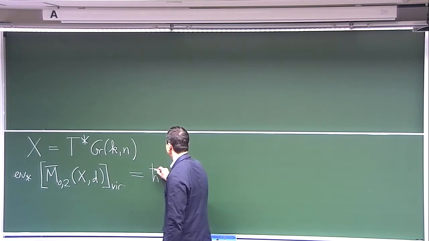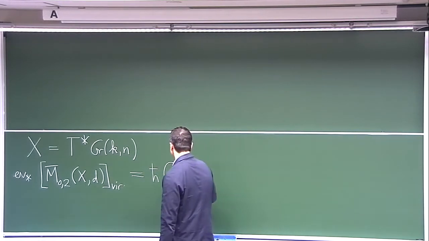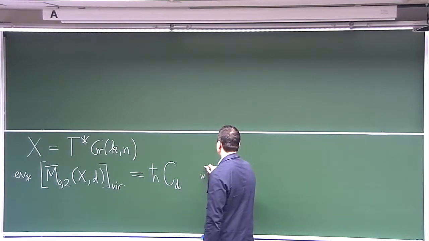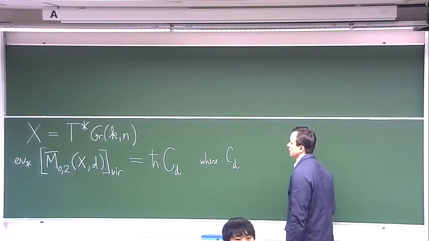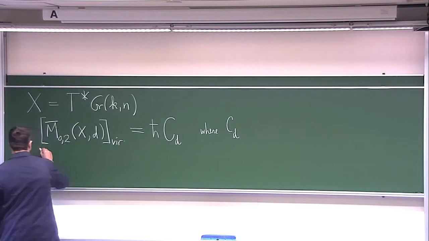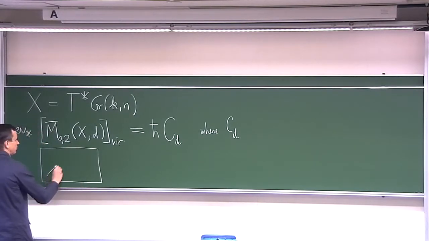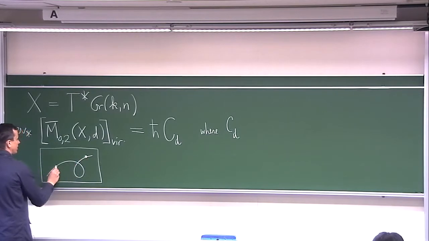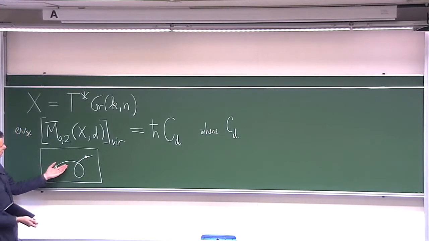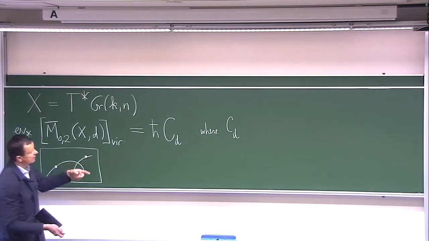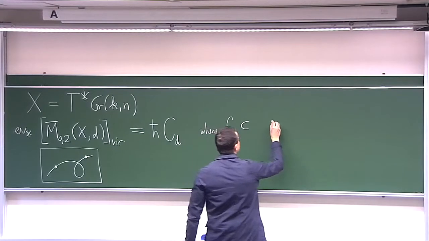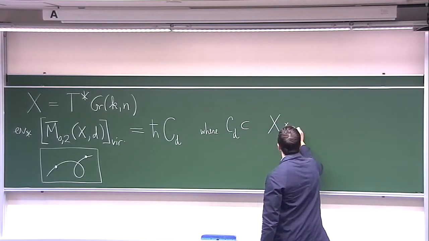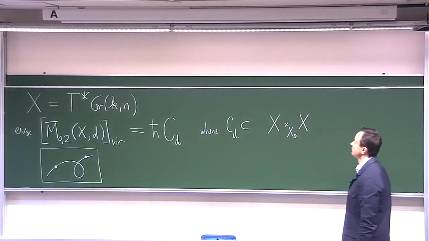First of all, as we discussed, there's a factor of h bar, and then some cycle, which I think I denoted C_d, where C_d is, as we look at the moduli space of, this is my x, and I look at the two-pointed rational curves of degree d, and evaluate at these two marked points. I go to x squared, and so that would be sitting in the product of x with itself over its affinization.